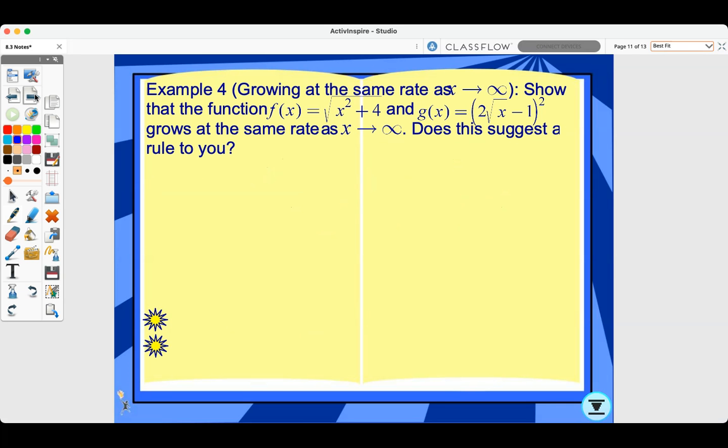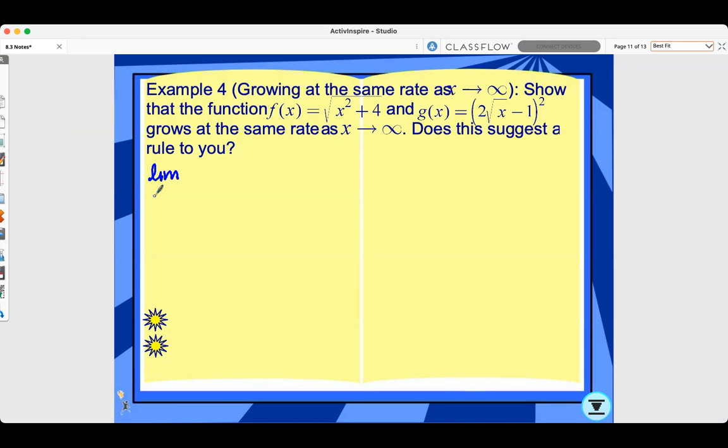Example 4. Show that the function f of x equals the square root of x squared plus 4 and g of x equals 2 square root of x minus 1, all squared, grow at the same rate. So here, the limit as x approaches infinity of the square root of x squared plus 4 all over 2 square root of x minus 1 squared.